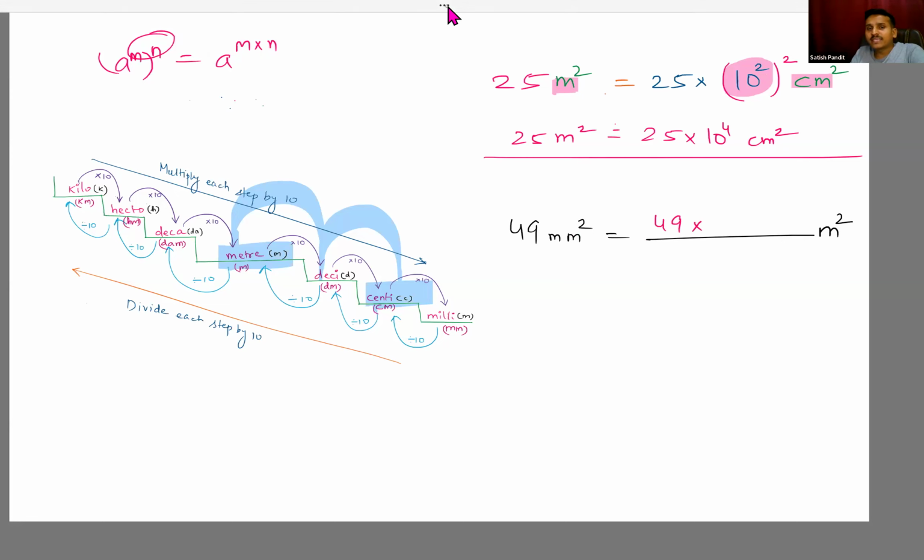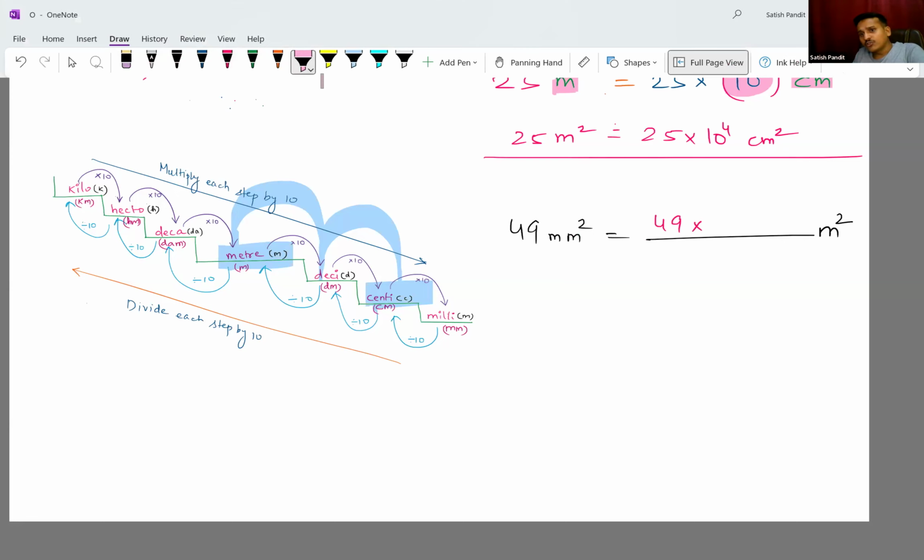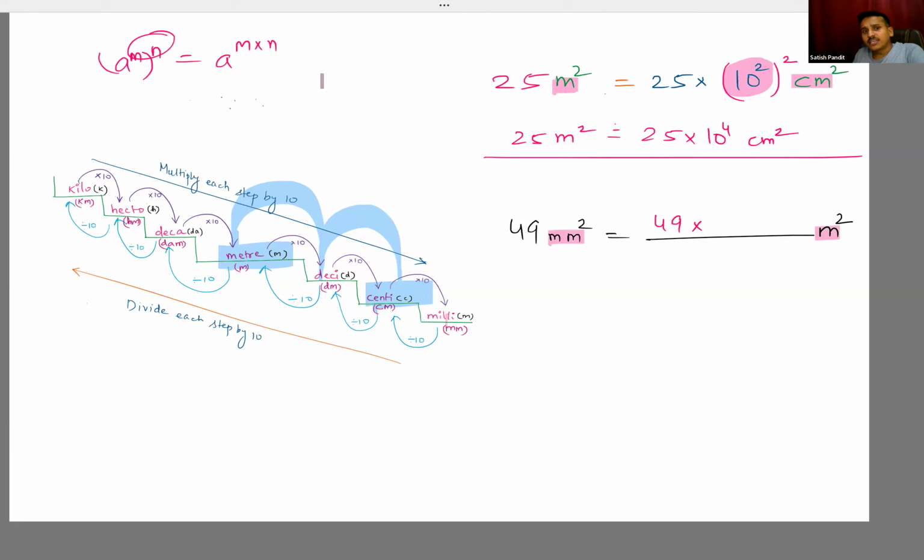First you convert the base. Base is millimeter to meter. Millimeter is here, meter is here. So how many jumps do we have to take? 3 jumps up. We have to go up. Up means negative power. Whenever you go up, we have to put negative power. So we have to put 10 to the power minus 3. But it is a millimeter square, so you have to put the square for this. Are you getting it or not?